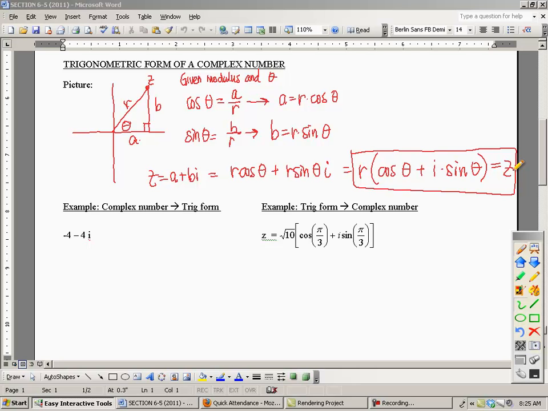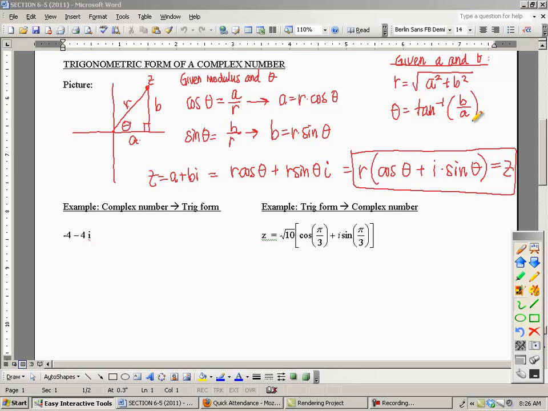Now, there are going to be times when I know a and b, and I need to find r and my angle. So I just want to go back through and make sure we know that. If I'm given a and b, how do I find r and theta? Well, to find r, I use the Pythagorean theorem, the square root of a squared plus b squared. To find my angle, if I know a and b, I know the opposite and the adjacent side, so I'm going to inverse tangent the opposite b over a in order to find my angle. Okay, so keep that in mind.